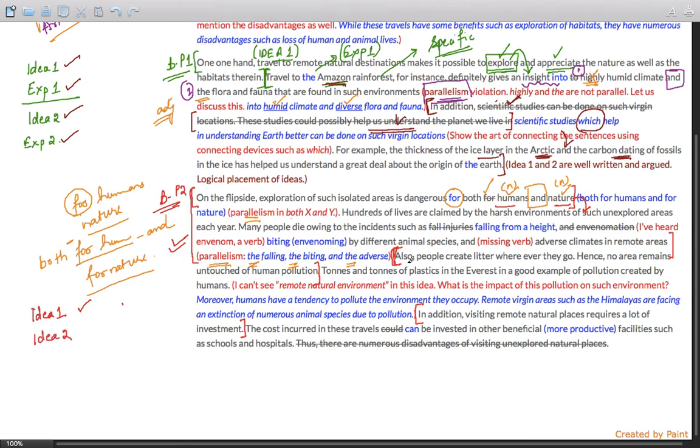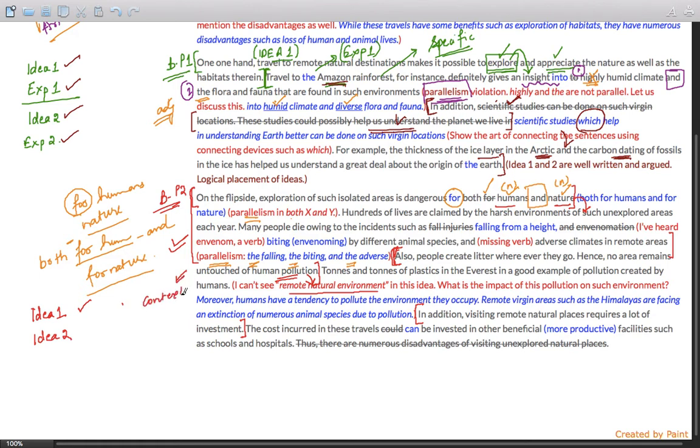Here the people also create litter wherever they go. So in this part you will realize that there is no mention of remote natural environment. And what are the disadvantages of exploring remote natural environments? Does it lead to some extinction of species due to human pollution? There is no mention of that. So what are the disadvantages if humans explore these areas? So that is not clearly mentioned. The context is missing over here.